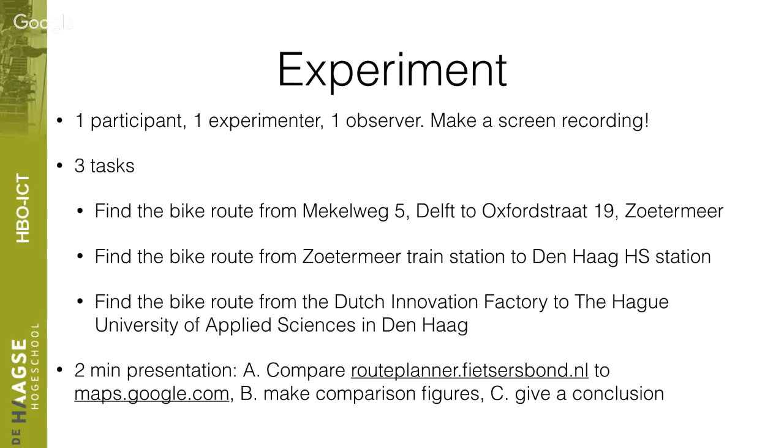Okay. Let's go. This is going to be the experiment. One member of the group will be the participant. One member will be the experimenter. So he or she will be giving the tasks. This is step 1, this is step 2, this is step 3. This is what you have to do. Starting the stopwatch, ending the stopwatch. And then you will have the observer. You will make a screen recording to use later to analyze the results.